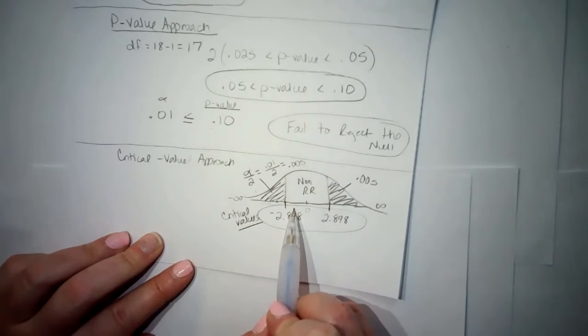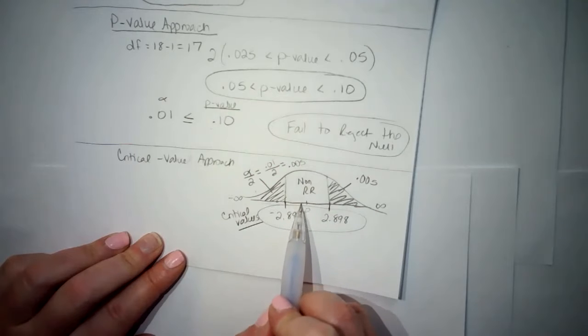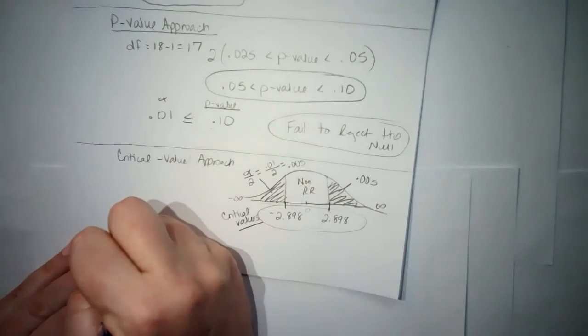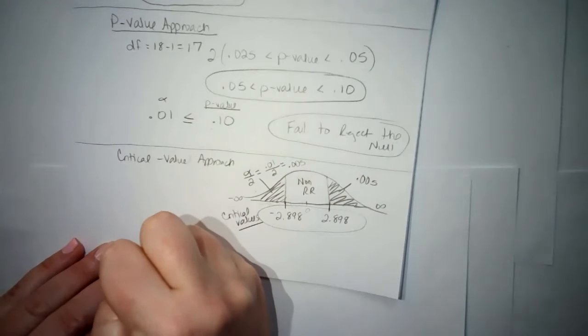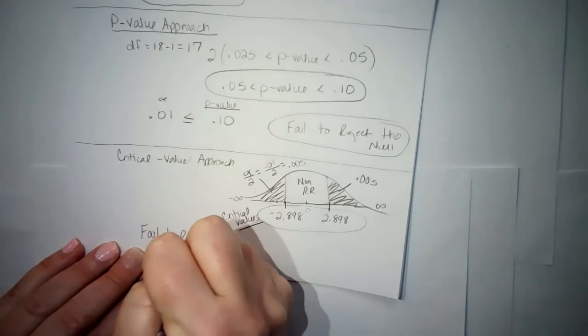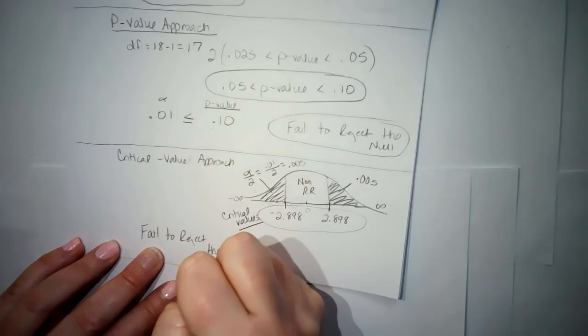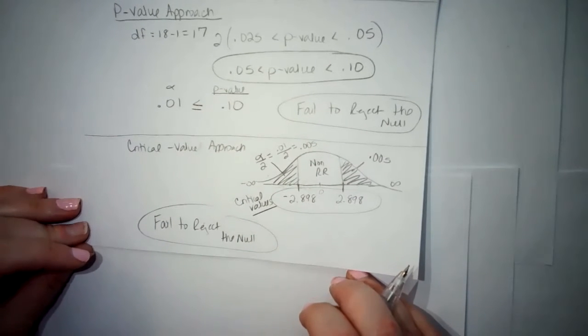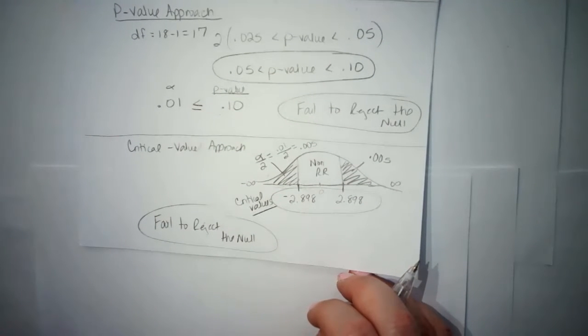Okay, negative 1.909. Somewhere right in here, right? So it's in the non-rejection region. So I'm going to fail to reject the null. And there we go. Okay, we came to the same conclusion.